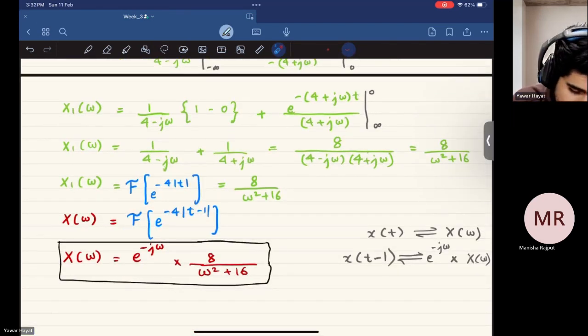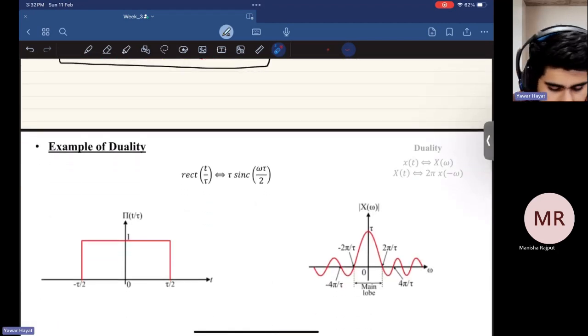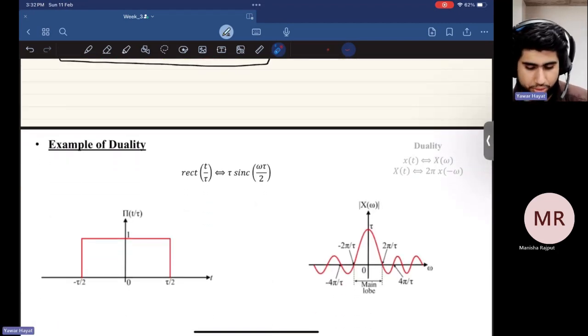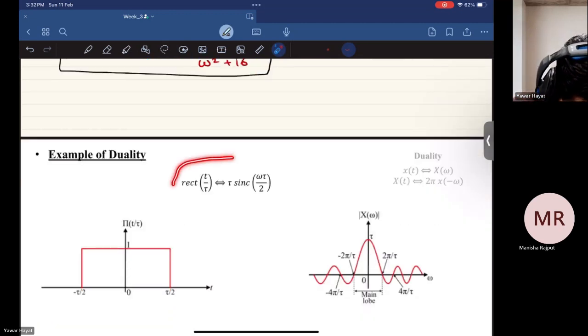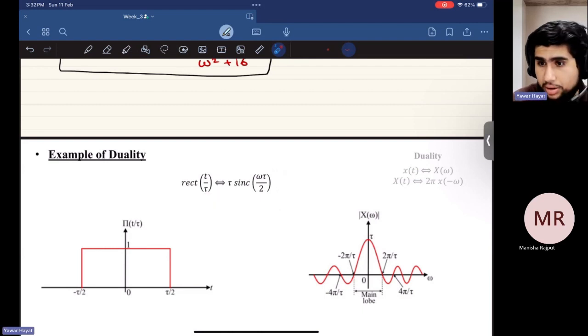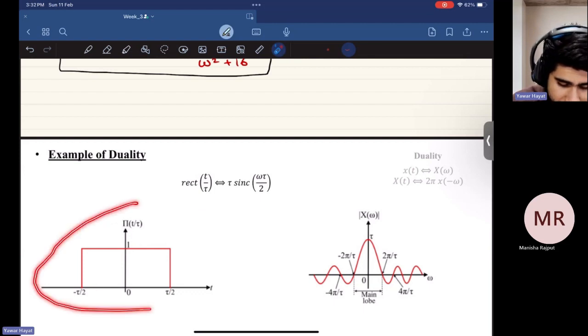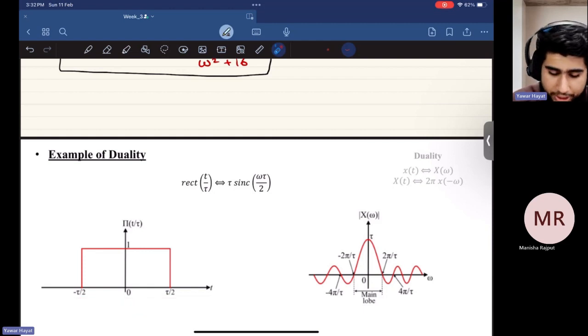Okay, so I'll move on to, let me briefly show you an important result that you will frequently be using in this course. That is this result. Given the rectangular signal, this rect of t by tau, which by definition is equal to 1 in this interval, minus tau by 2 to tau by 2.